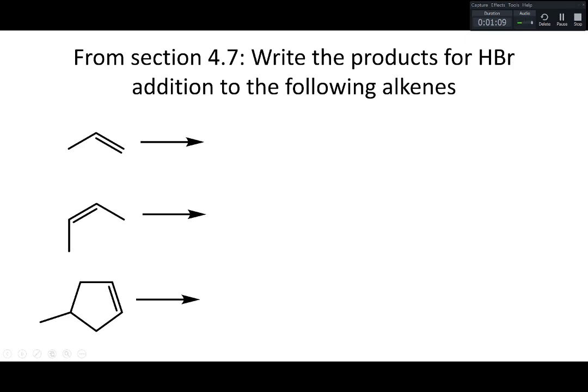So from the end of chapter 4, section 4.7, we talked about the reactions with the hydrogen halide. And so if we have an H, for example, Br, and we're doing an addition reaction. So remember, these were electrophilic addition reactions.